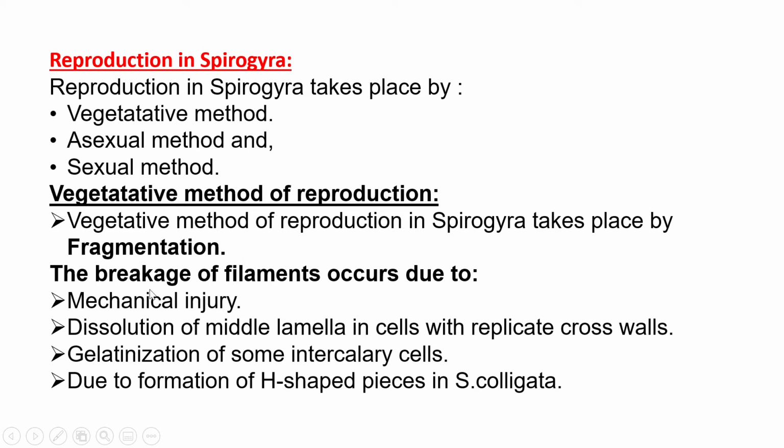The breakage of filaments occurs due to mechanical injury, dissolution of the middle lamella in cells with replicate cross-walls, gelatinization of some intercalary cells, and due to formation of wedge-shaped pieces in Spirogyra colligata.